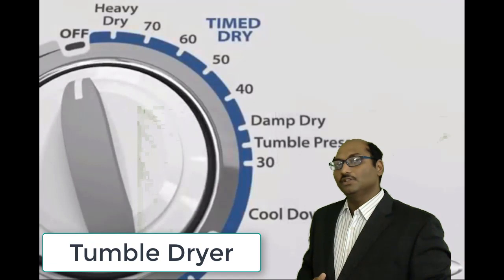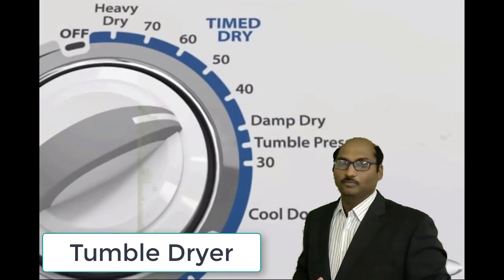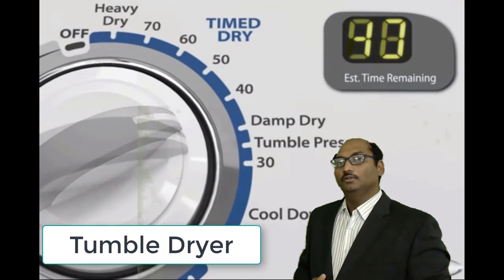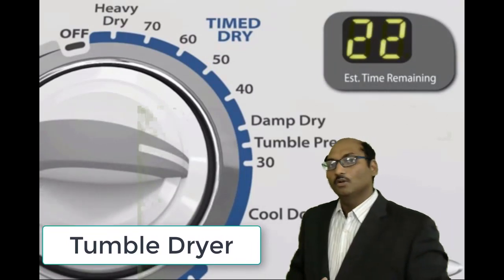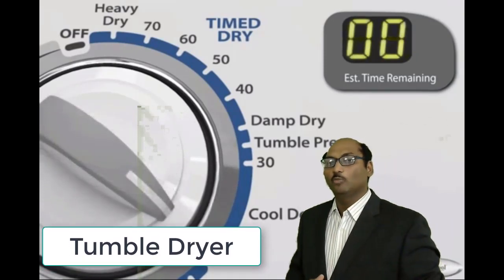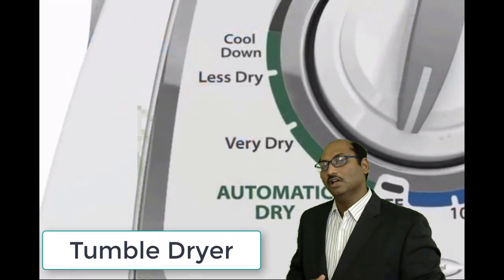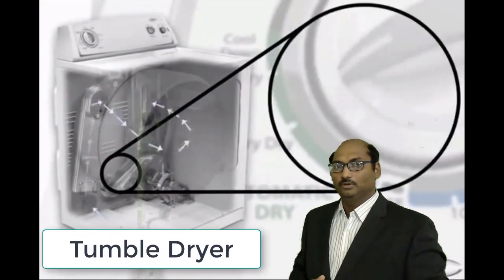So it will consist of a fan and a heater. In the case of a domestic tumble dryer, we can set various options, like how much time and what is the required dryness.